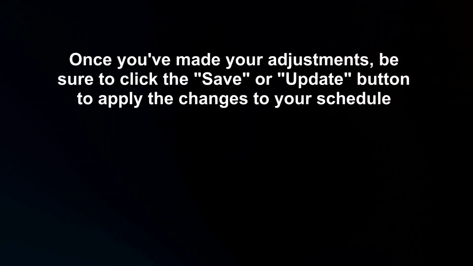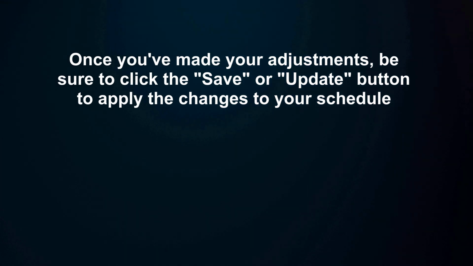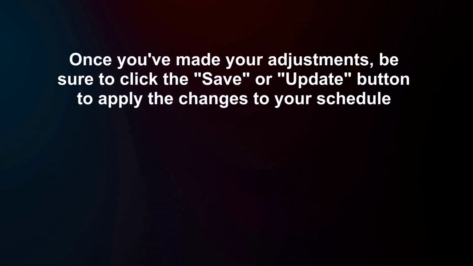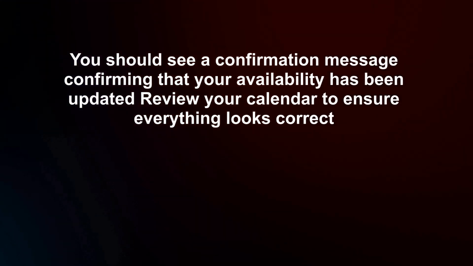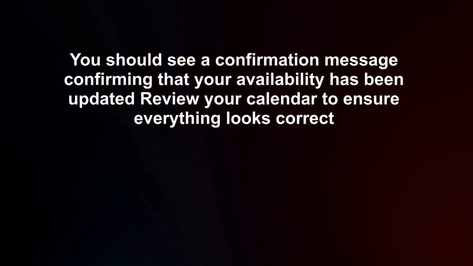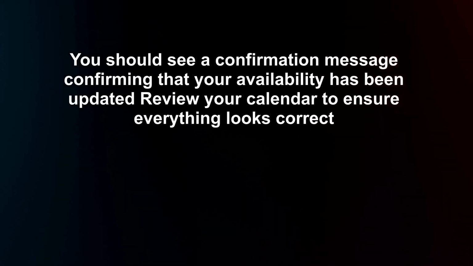Once you've made your adjustments, be sure to click the Save or Update button to apply the changes to your schedule. You should see a confirmation message confirming that your availability has been updated. Review your calendar to ensure everything looks correct.